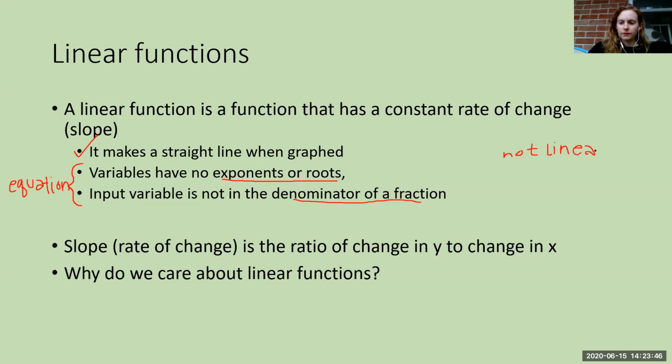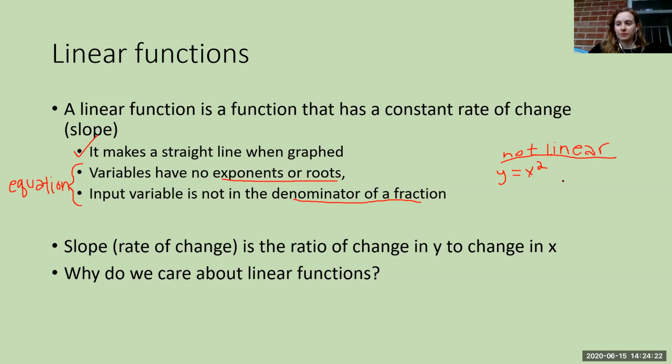Not linear. So if we have something that looks like this, y equals x squared, I look at this equation and I know right away that's not a linear equation, because my input variable, x, has an exponent, right? It's x to the power of 2, or x squared. So I know that is not a linear equation.